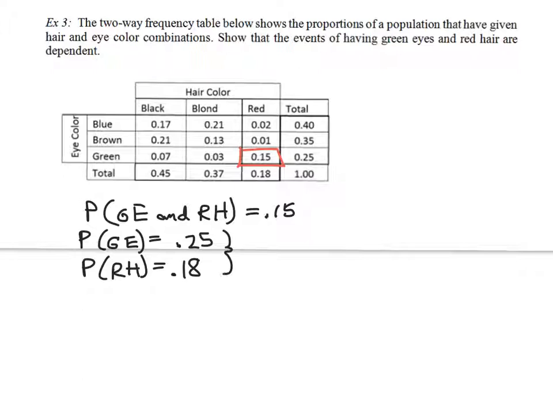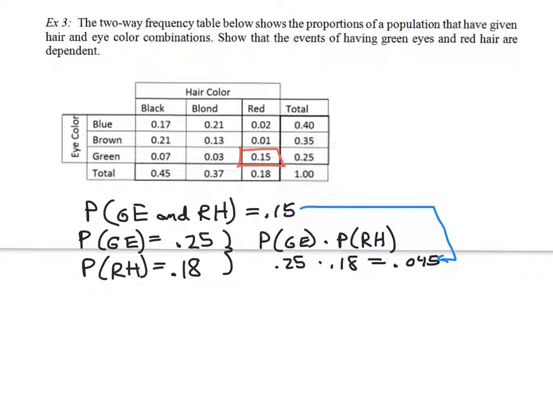Now when I multiply those together, the probability of green eyes times the probability of red hair, in this case 0.25 multiplied by 0.18, that answer gives me 0.045. You'll notice that this answer and the product of each individual one do not match. Since those do not match, that tells me that these events are not independent.